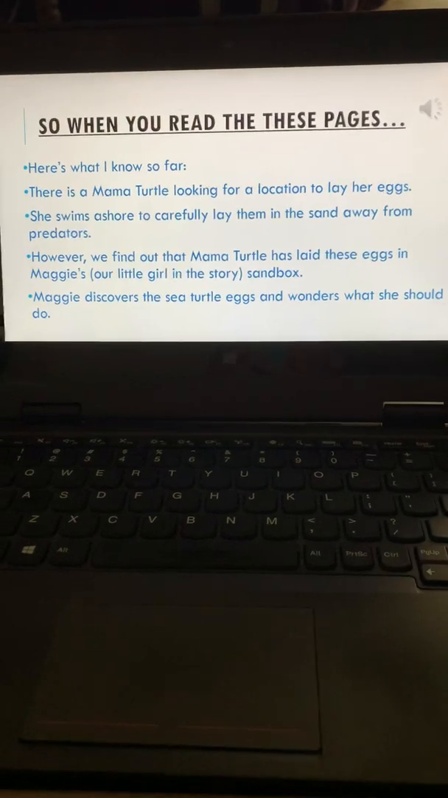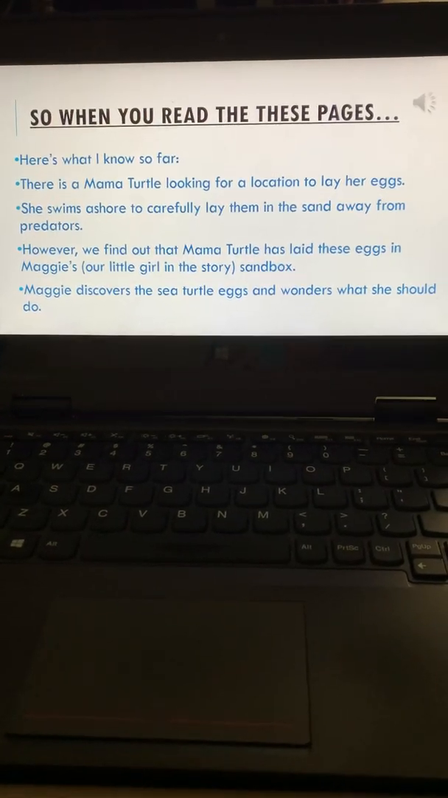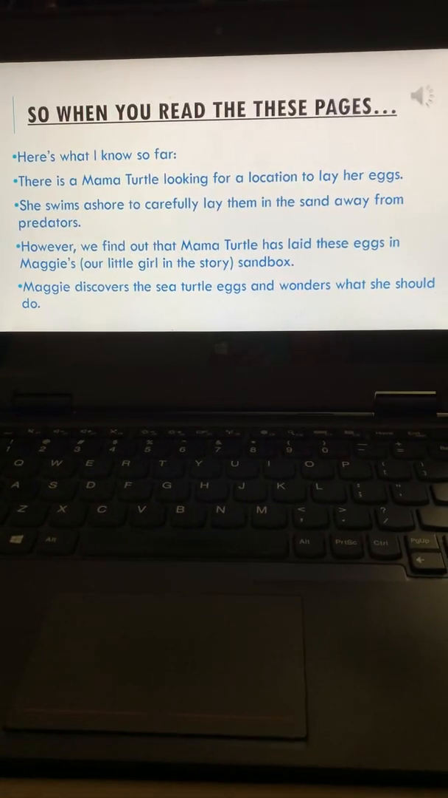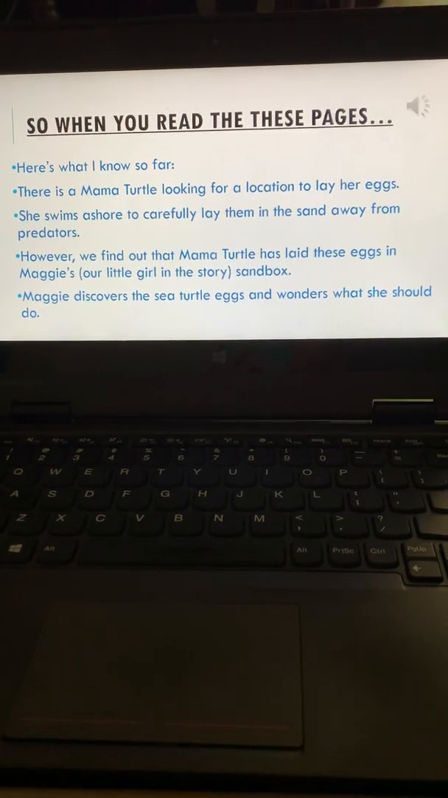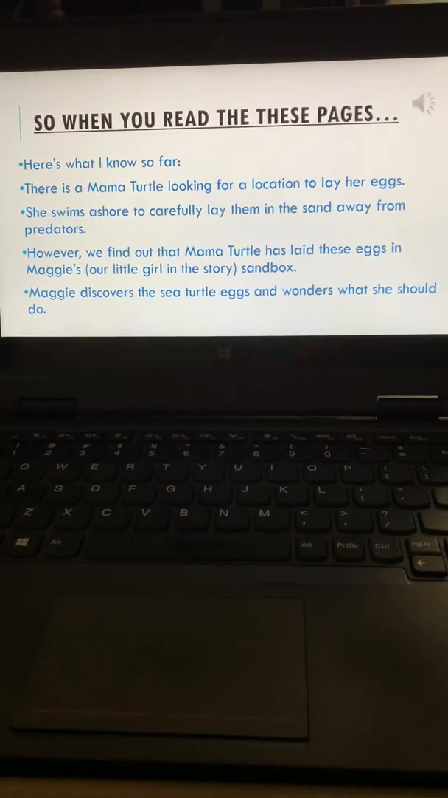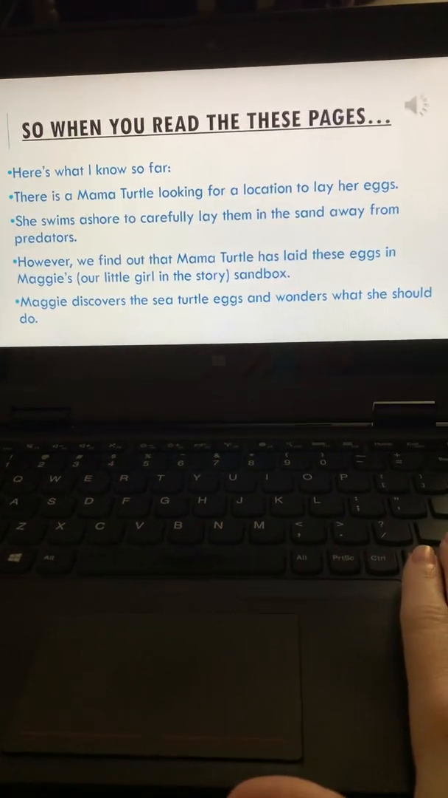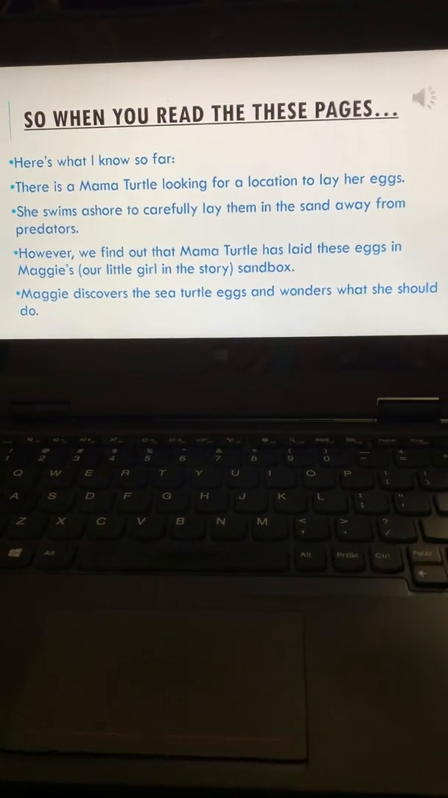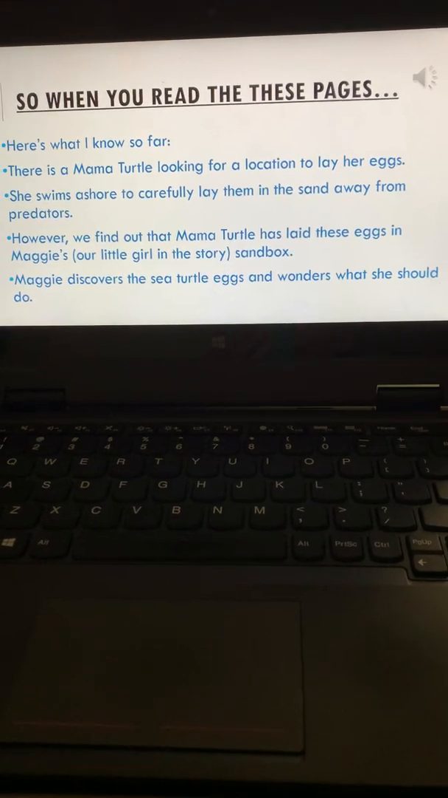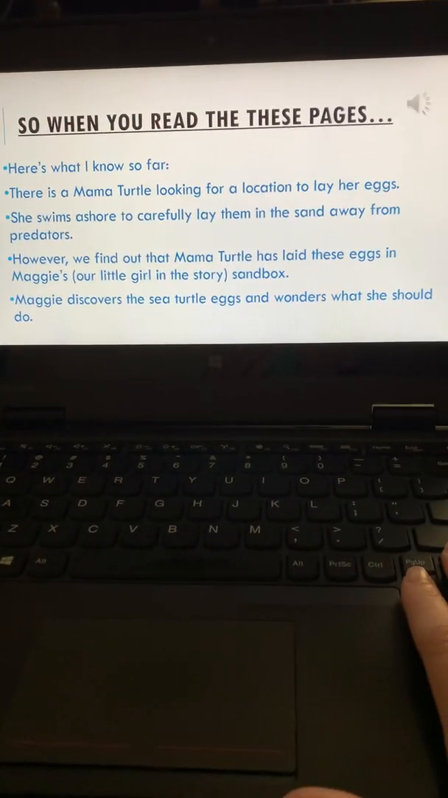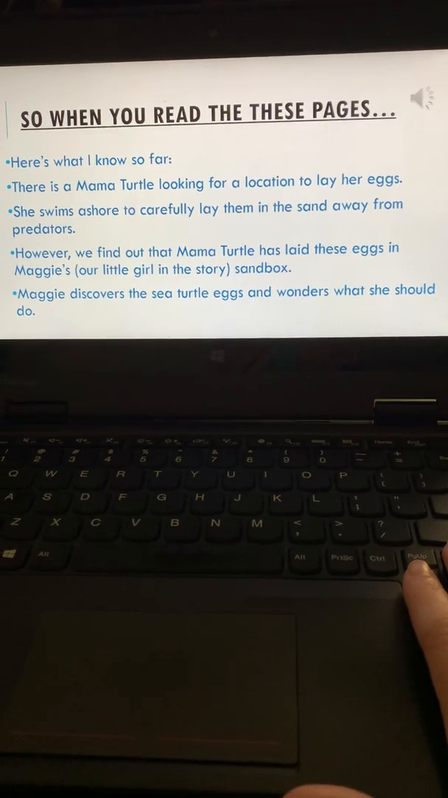So here's what I know when I read so far. There's a mama turtle looking for a location to lay her eggs. She swims to shore to carefully lay them in the sand away from predators. However, we find out the mama turtle has actually laid these eggs in our little girl in the story Maggie's sandbox. Maggie discovers the sea turtles and wonders what she should do.